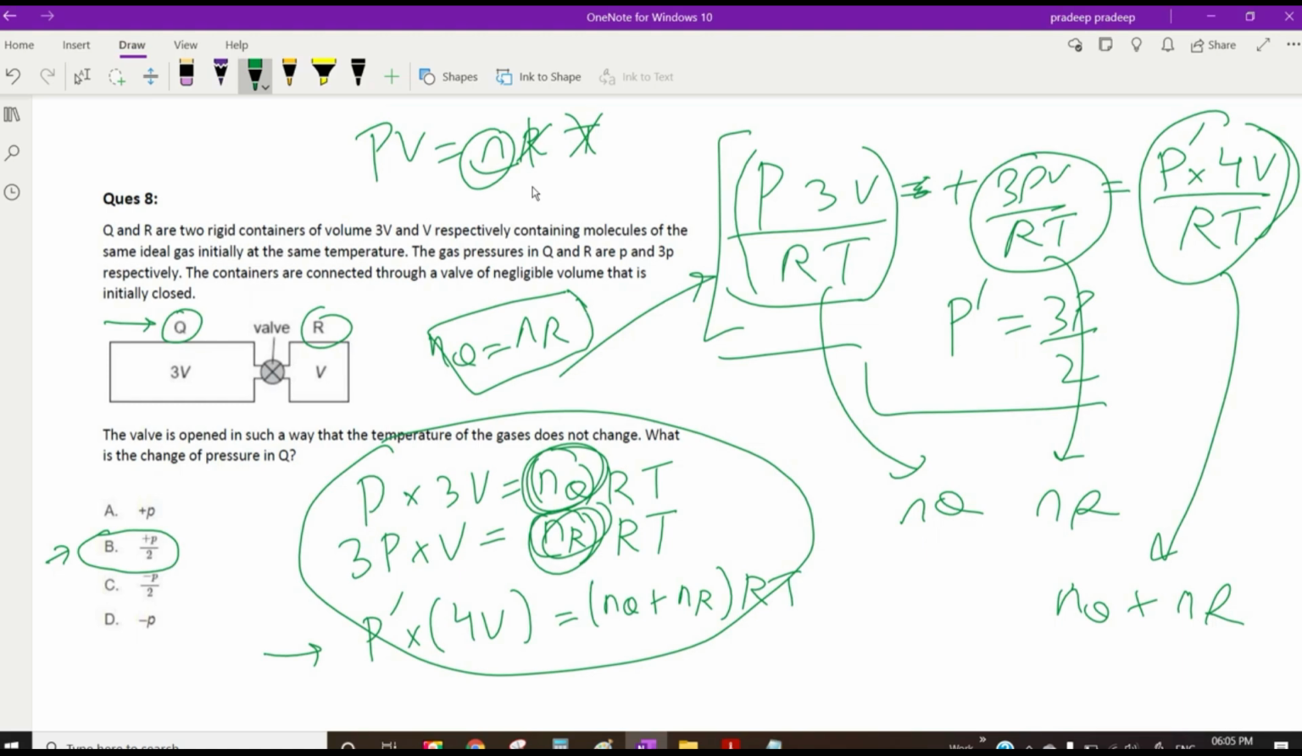Yeah. Now in case of R, tell me what will be the left hand side, the product of pressure and volume. It'll be V there. So 3P multiplied by V. So even in that case, the left hand side is the same. So for R you have 3P times V, and for the container Q you have P times 3V. Can you observe that the left hand side is the same? Yeah, understood.